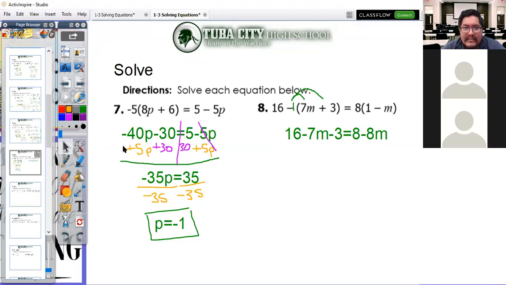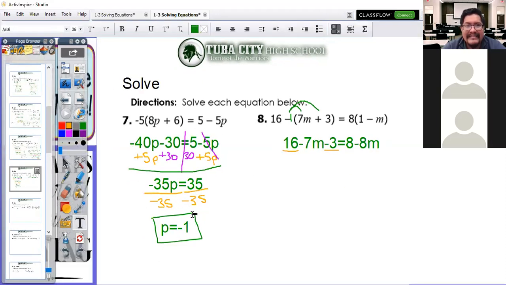We took care of our parentheses, or our grouping symbols. The next thing we've got to do is simplify both sides. Look for like terms on the same side of the equal sign. In this case, I have 2 constant terms, and remember, a constant means it does not have a variable. So 16 and negative 3, if I combine those, I get 13. 16 minus 3 is 13. And it looks like everything else has stayed the same. So that takes care of that.